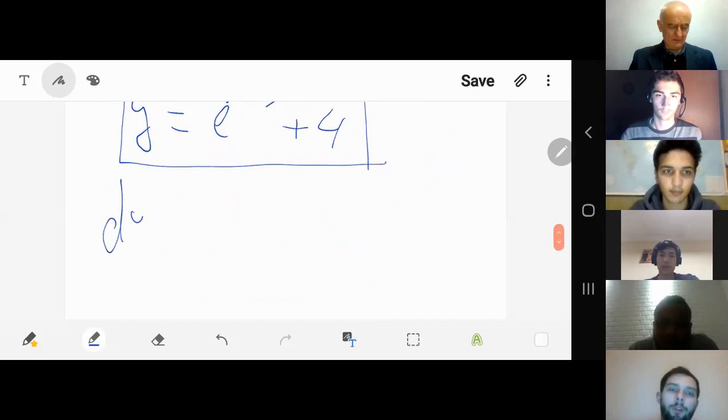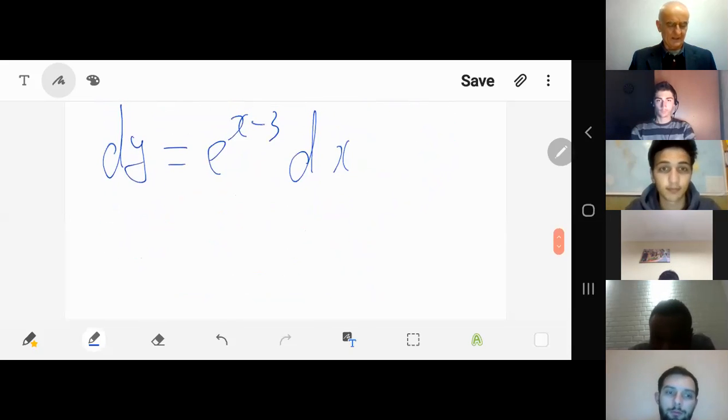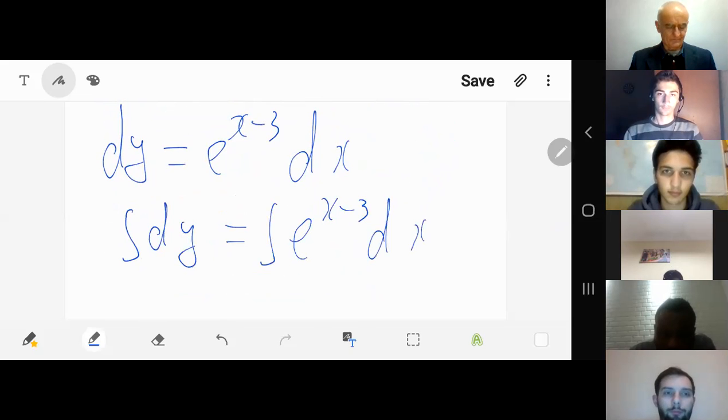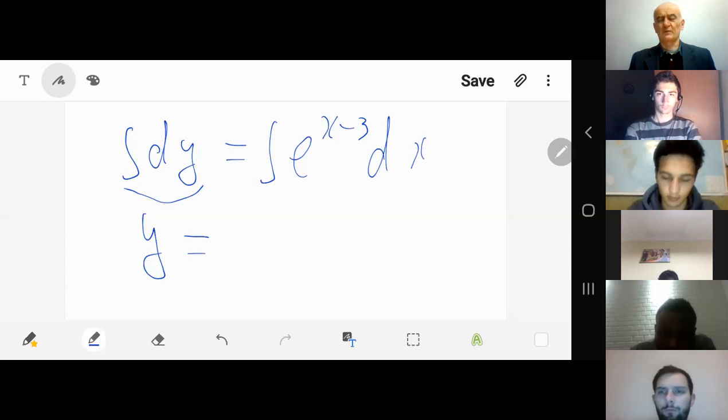Okay, so we have dy over dx equals e to power x minus 3. So dy equals e to power x minus 3 dx. Now we will take integral from both sides. Integral dy equals integral e to power x minus 3 dx. Here we have y, integral dy, it's y. As for the second integral, we have to write down here d(x minus 3). Do you agree, Otto? Yeah.